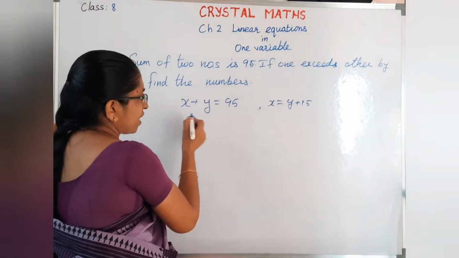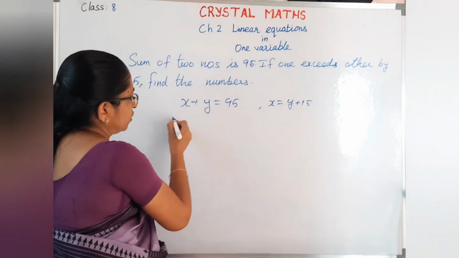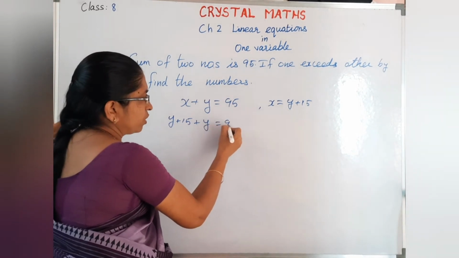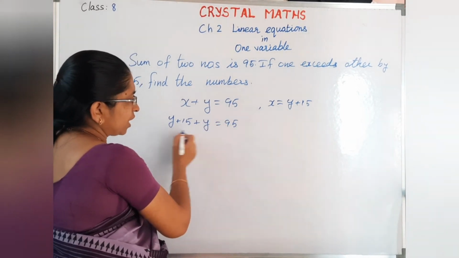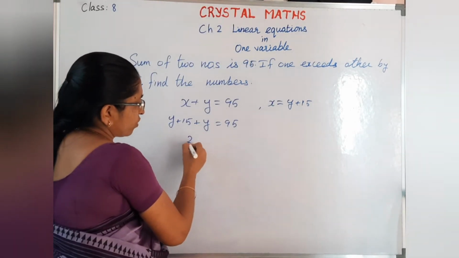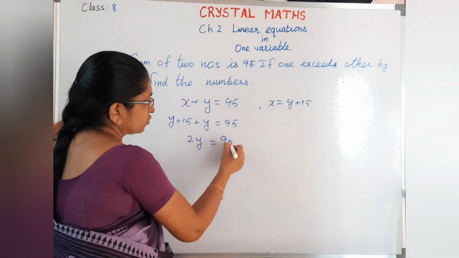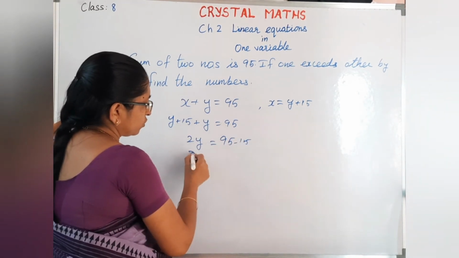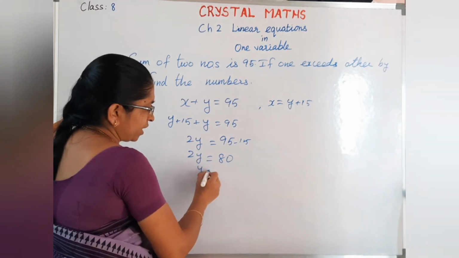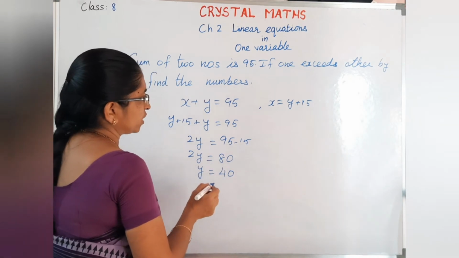Let us substitute the value in the first one. So it will become a linear equation in one variable. So y plus 15 plus y equal to 95. Now keep the variables on one side, constants on the other side. So 2y equal to 95 minus 15. So 2y will be equal to 80. y equal to 80 by 2, which is giving 40.